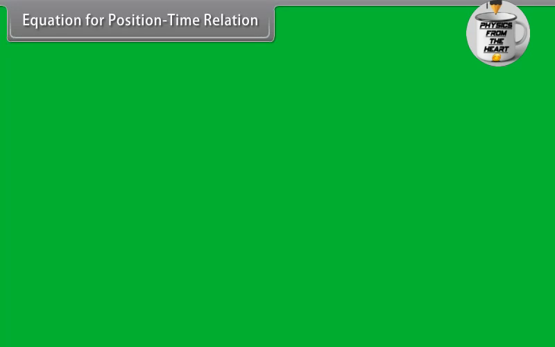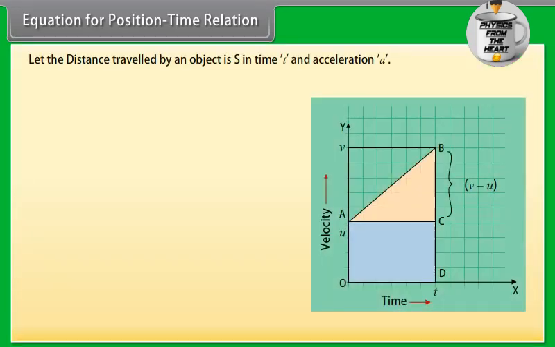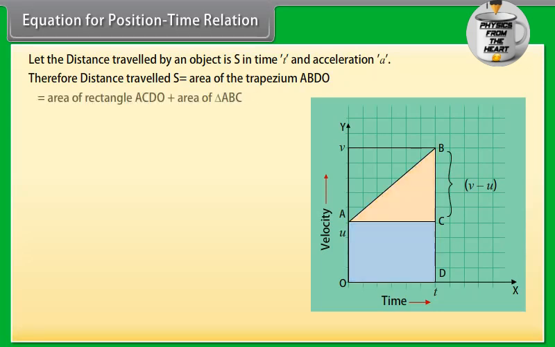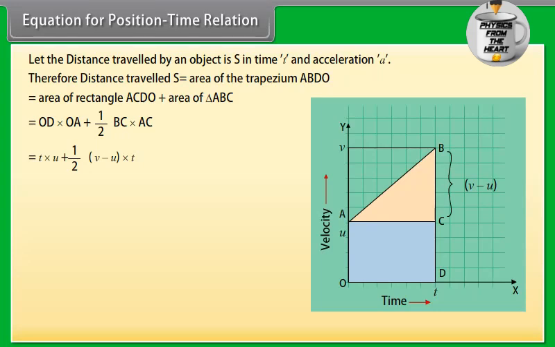Equation for position-time relation. Let the distance traveled by an object be s in time t with acceleration a. We can see that the distance traveled by the object is obtained by the area enclosed within the graph. Therefore, distance traveled s is equal to the area of the trapezium ABDO, which equals the area of rectangle ACDO plus the area of triangle ABC, which is equal to OD into OA plus 1 upon 2 BC into AC. Now putting the values, we get t into u plus 1 upon 2 into (v minus u) into t.